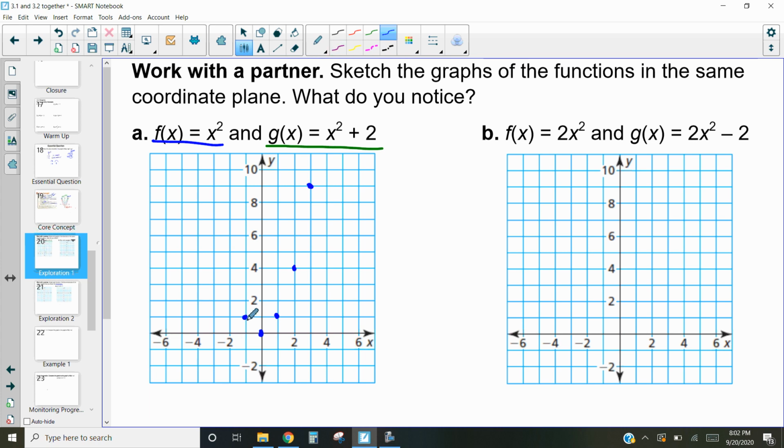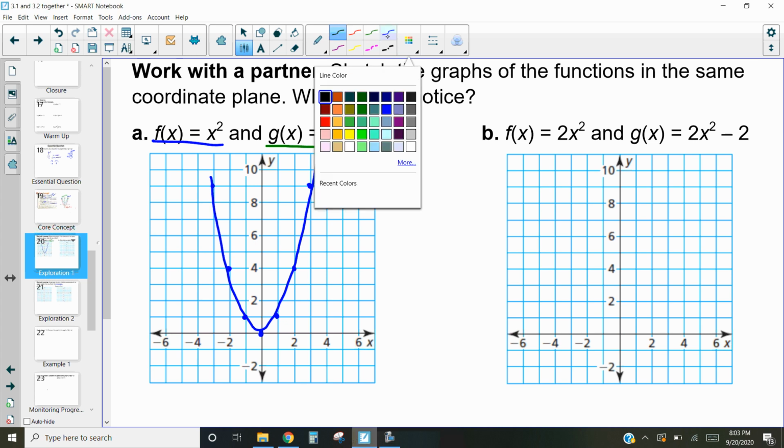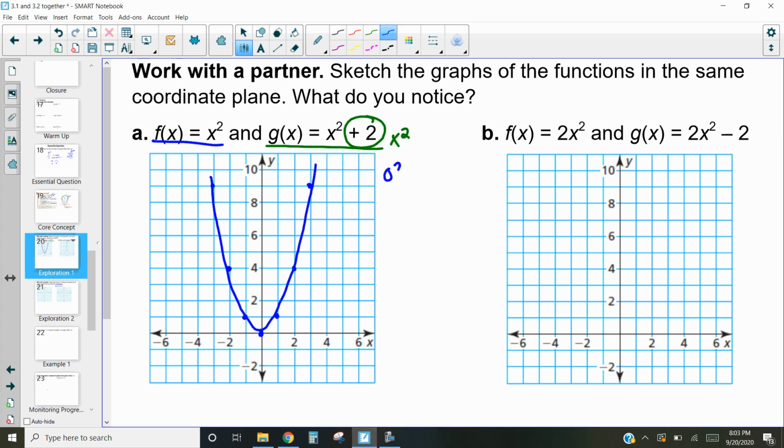Negative 1 squared is 1. Negative 2 squared is 4. And negative 3 squared is 9. So this is what that f of x function looks like. Now when we do this other function, remember plus 2 means I'm going to take my x squared function and those values. So remember, we had our 0 squared equals 0, 1 squared equals 1, 2 squared equals 4, 3 squared equals 9. And then remember, this is going to be symmetric.